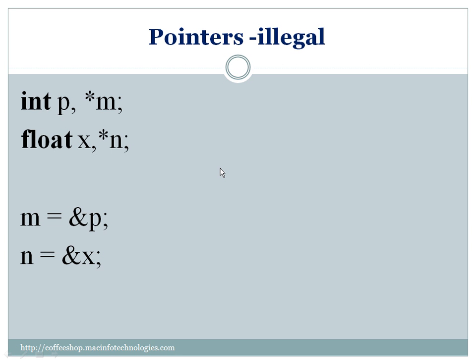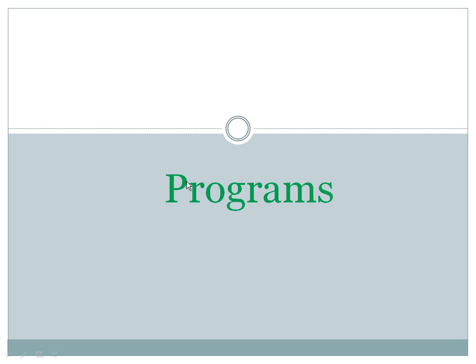So what is legal, what is correct is this. You can give m is equal to &p, which is correct, and n is equal to &x is also correct, because we are providing the address of an int variable to the int pointer and the address of a float variable to the float pointer. This is absolutely correct. We'll see some programs in this video.